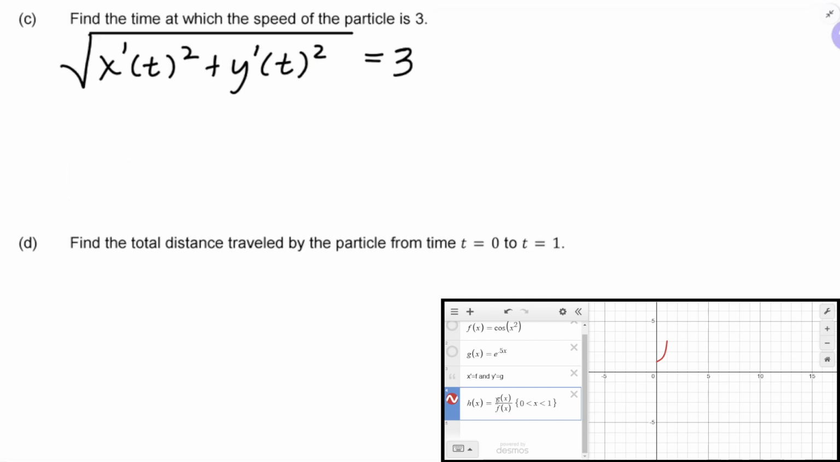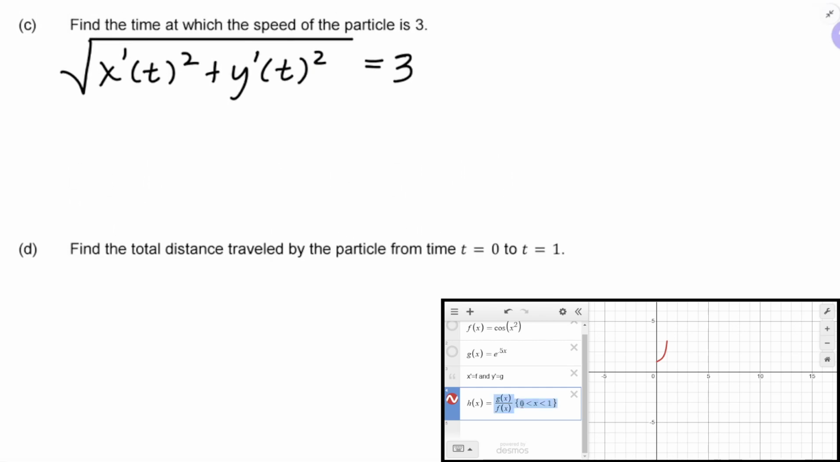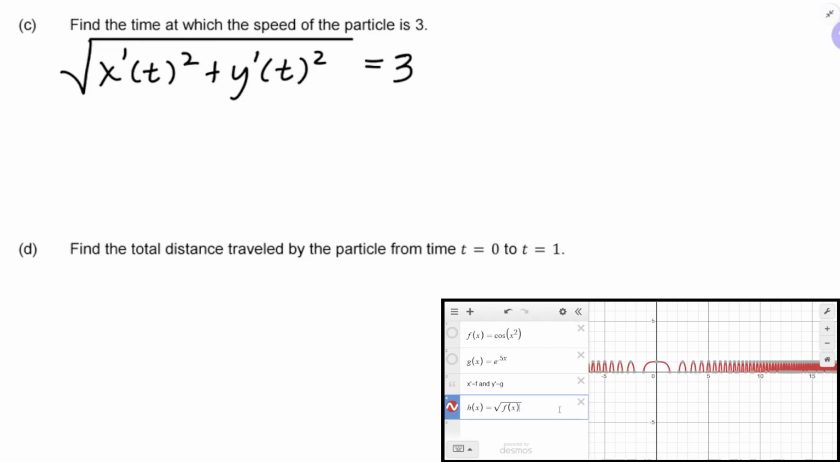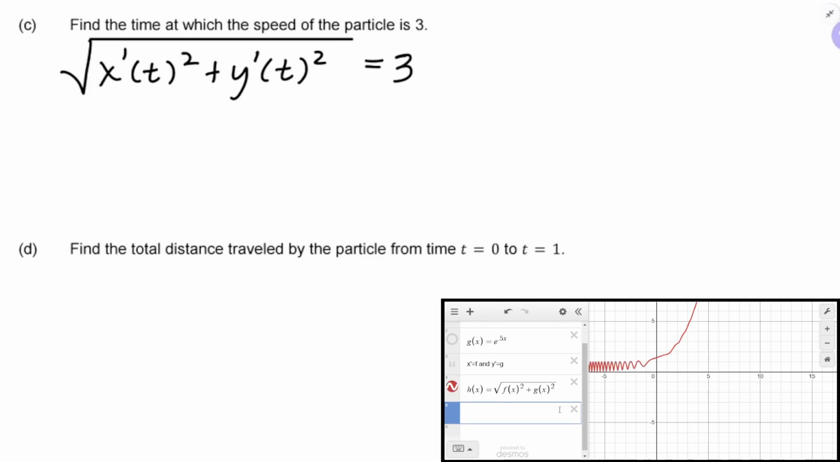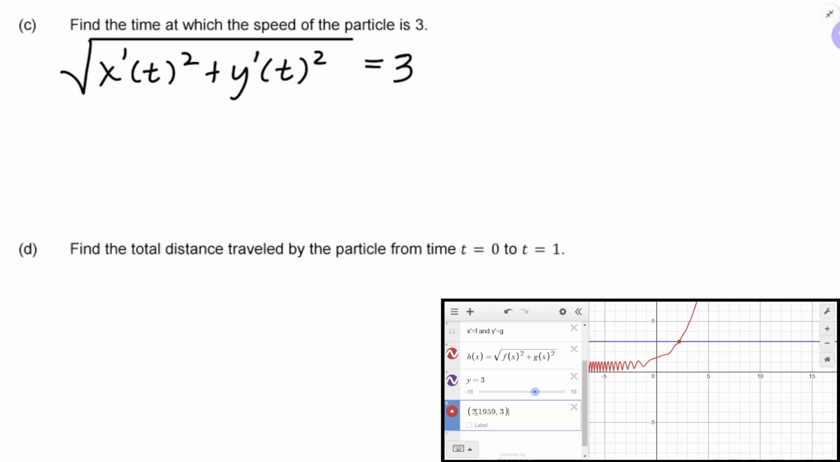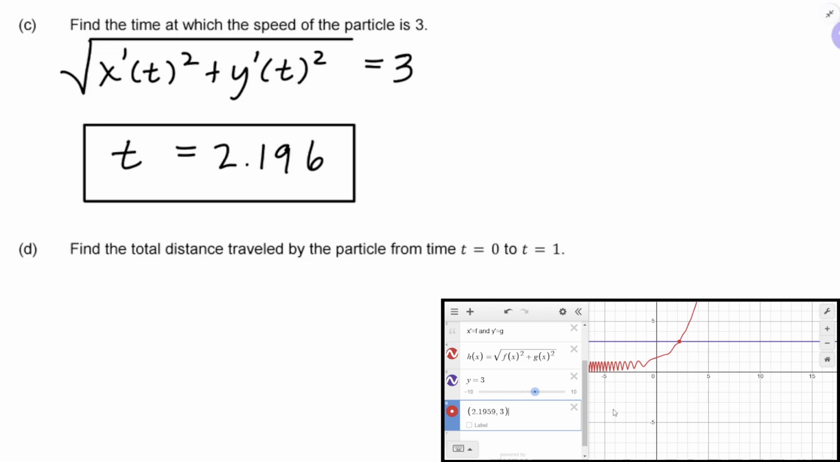Okay, there's not going to be anything else about slope, so I can get rid of that and say, speed is the square root of f of x squared plus g of x squared. That's going to be my speed function. I want to know when it is equal to 3. So I'm going to graph y equals 3 and say 2.196. And so I've got that there. That was the only time that happened.